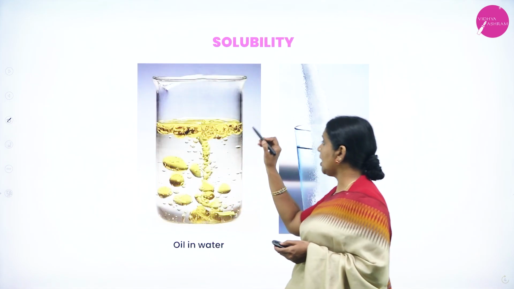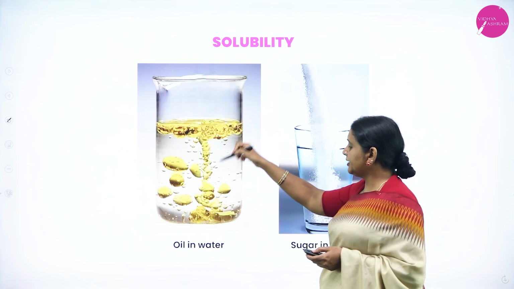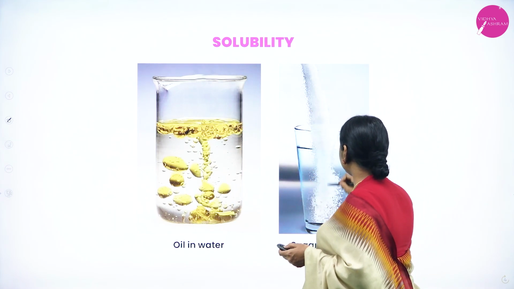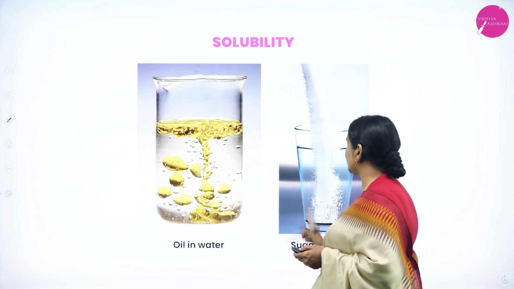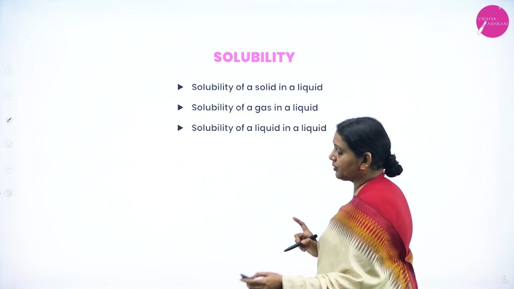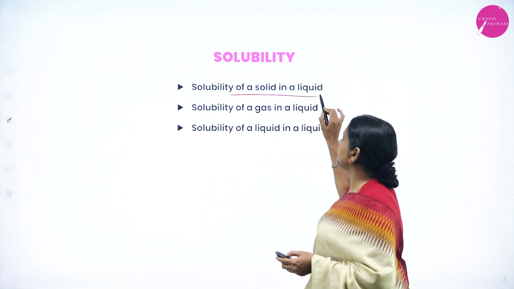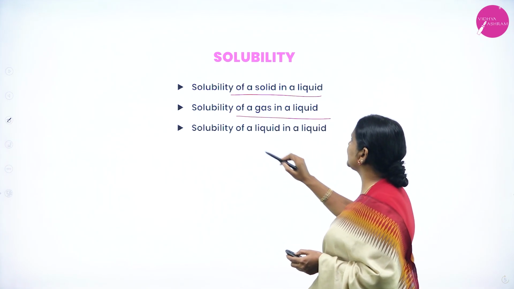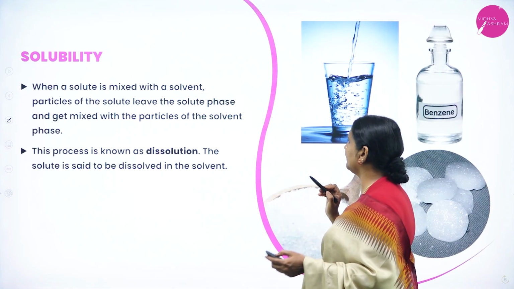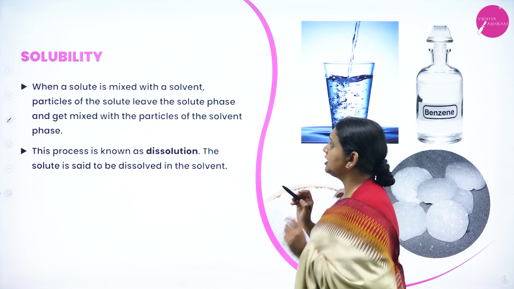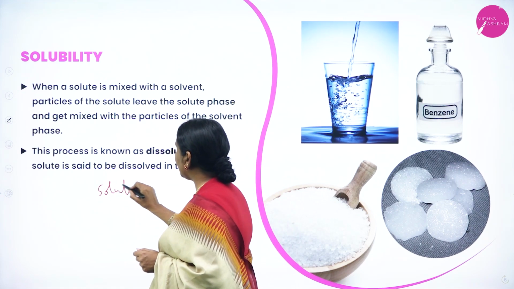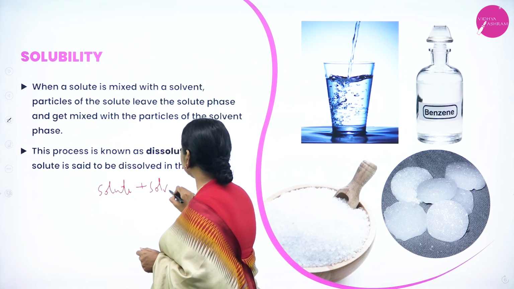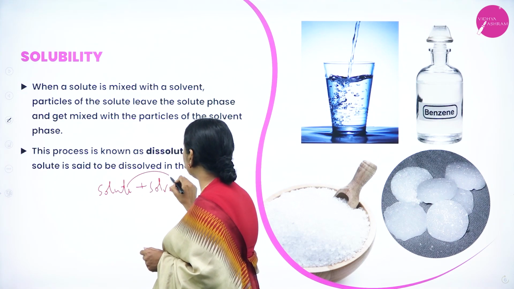Now, solubility. Observe here. When I put oil into water, it is insoluble. When I put sugar in water, it is soluble. Oil is insoluble in water, sugar is soluble in water. Now, I am going to discuss solubility of solid in liquid, solubility of gas in liquid, solubility of liquid in liquid. Let us consider what exactly solubility is. I am going to add a solute into a solvent.